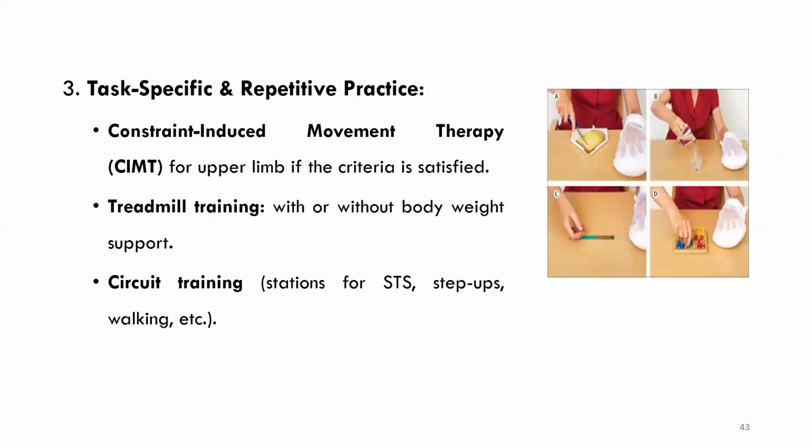So we have the task-specific repetitive practice. These come in the form of CIMT, mostly for the upper extremities, especially when all things are normal and the patient is able to perform the CIMT. You can also perform treadmill training, with or without body weight support. You can also begin circuit training at this stage, using train stations for STS, step-offs, and walking around, and other aspects of specific training.